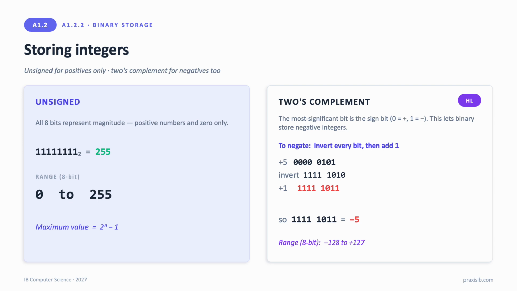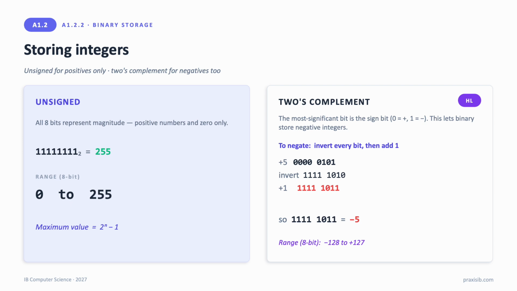of bits. Now, this next part is for higher level students. If you are taking standard level, you can relax through this bit. The question is, how does a computer store a negative number, like minus 5, when all it has is ones and zeros? The answer is a clever trick called 2's complement.